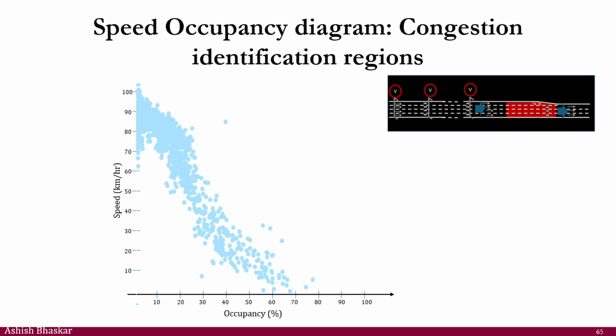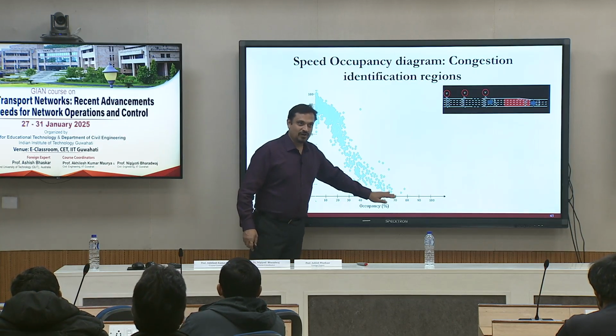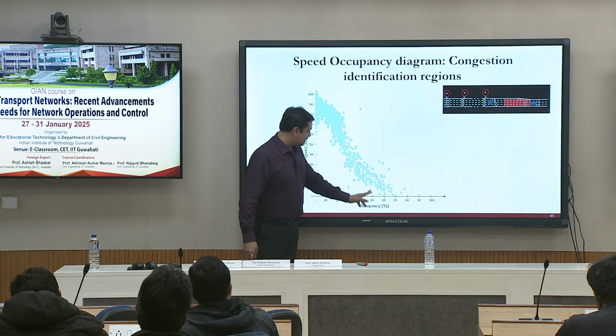So you say if the speed goes below 30 and the occupancy is already 40, around that region, it is congested, right? That's what you can select. Okay. What about others? Sorry, 20. Speed goes below 20. Occupancy is 50.